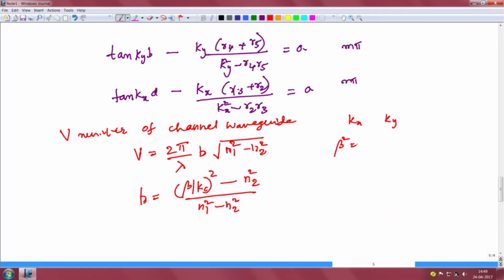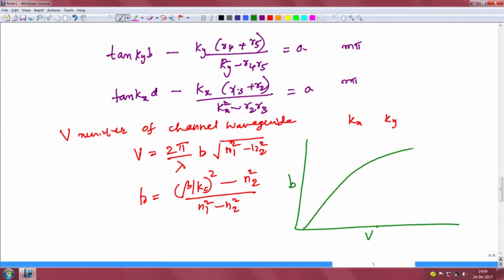Like in the case of other waveguide problems, you end up plotting the VB characteristics, V on the x axis and B on the y axis for the channel waveguide, and typically you can expect the design curves as follows. But we would like to make a point that there is a cutoff for each of these modes, including the fundamental mode, and that depends on the geometry and asymmetry and so on and so forth.